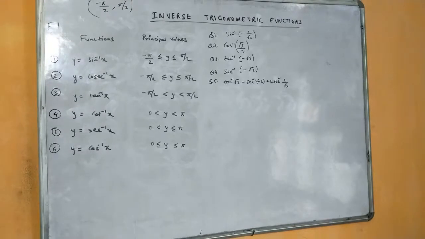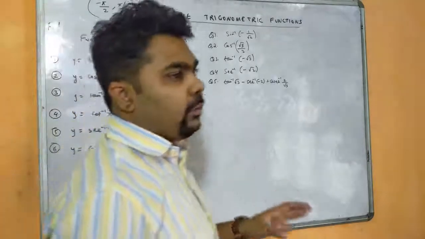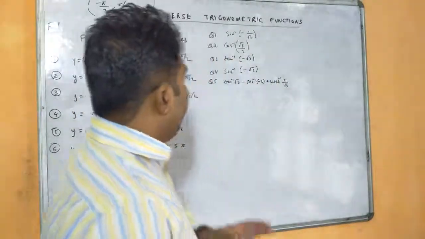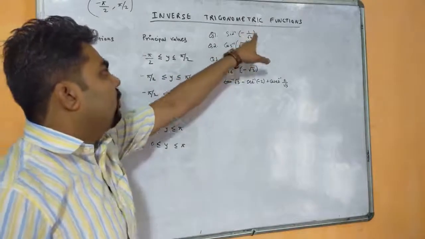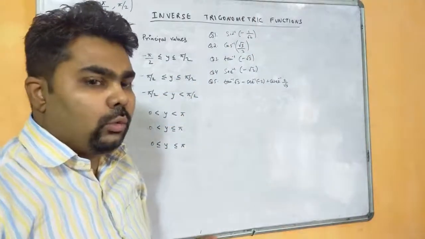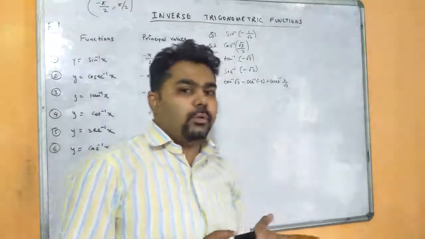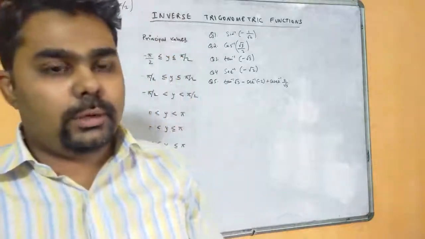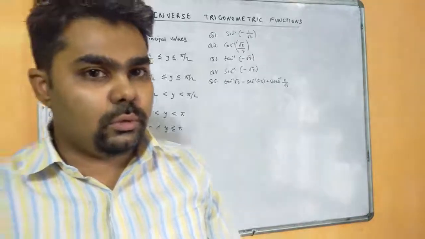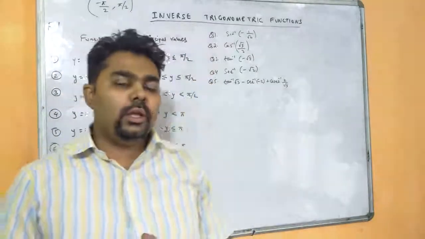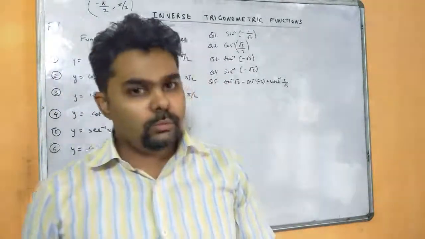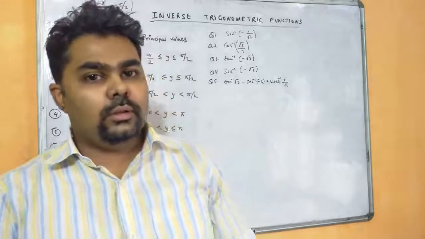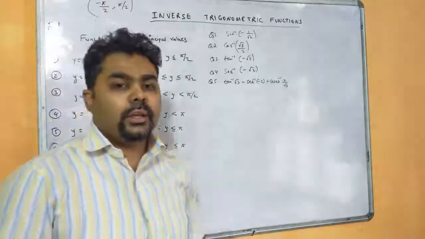So on the board I have noted down a few questions, that are 5 questions based upon some basic formulas. You see, first question we have here is sine inverse minus 1 by root 2. In this trigonometric function, that is inverse trigonometric functions, we need to remember the standard values. That means sine 0 is 0, sine 30 is half, sine 45 is 1 by root 2, sine 60 is root 3 by 2, sine 90 is 1.